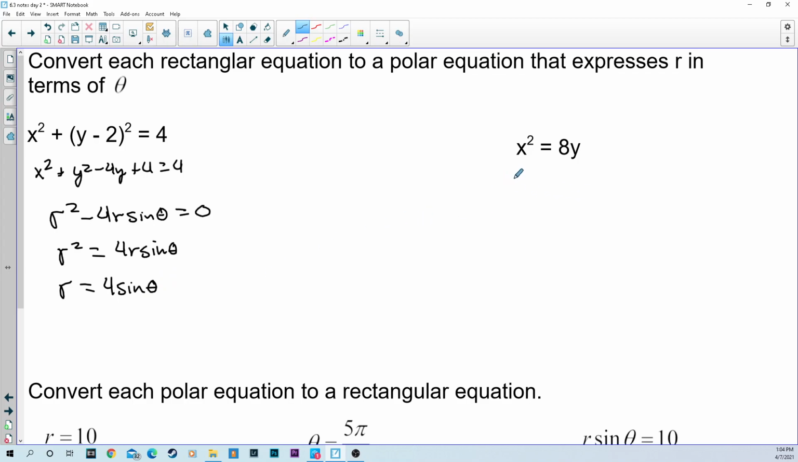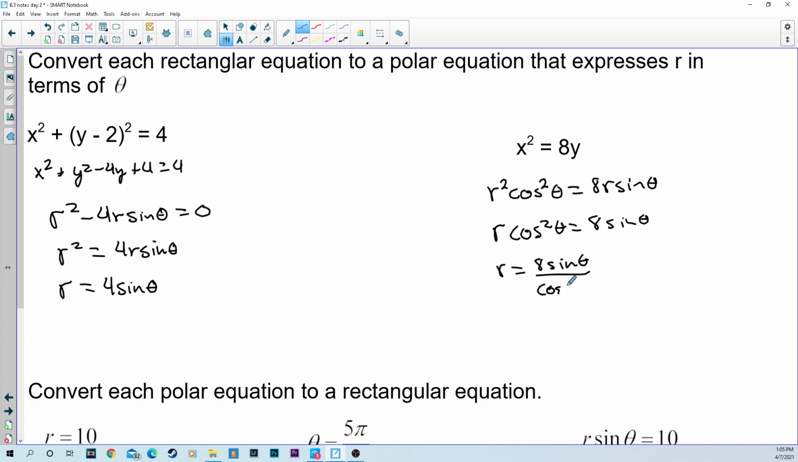Over here, we have r squared cosine squared of theta is equal to 8r sine of theta. Now we can divide both sides by r. We get r cosine squared theta is equal to 8 sine theta. And then divide by cosine squared: 8 sine theta over cosine squared theta.